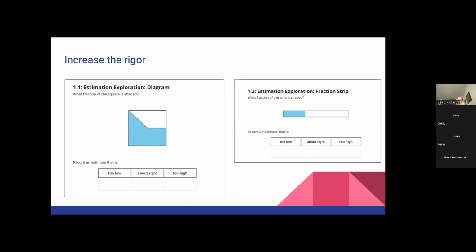And the same thing with the second example here. What fraction of the strip is shaded? What might be some of the methods that your students use to figure this out? What might your students do?